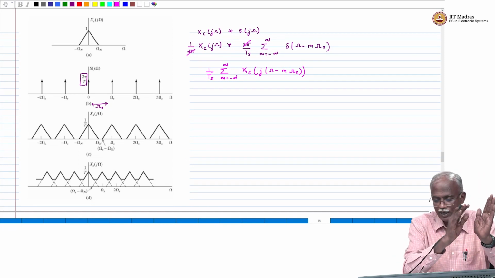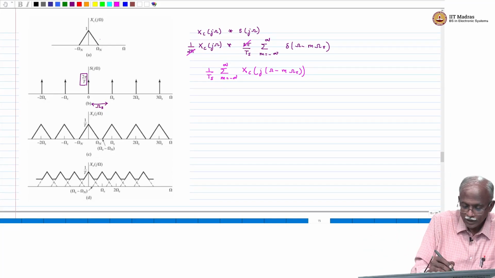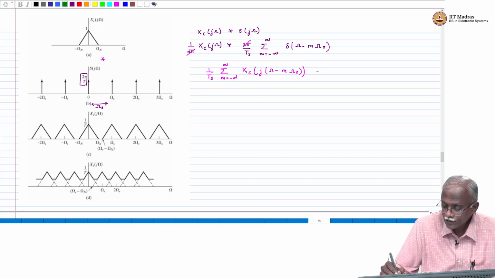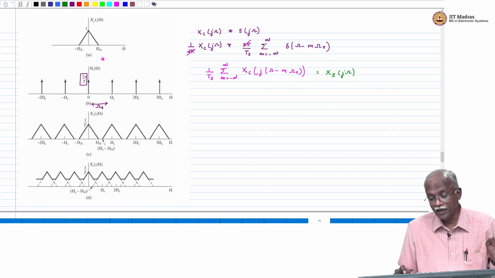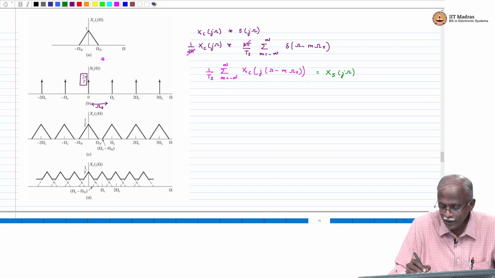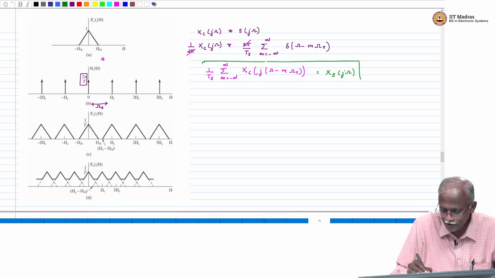Basically xc of j omega convolved with each of the delta functions will produce for you this. So this convolved with this will produce for us the figure that is present here. So this is the Fourier transform of the sampled signal xs of j omega. Okay. I hope you are able to visualize this, maybe take a minute to go through the steps.